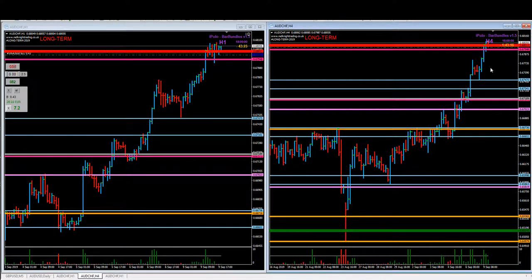Likewise on the 4 hour. And if I'm seeing price closing on the 1 hour above a zone and also on the 4 hour above a zone, that gives me a clue that the price is likely to continue to the next zone.